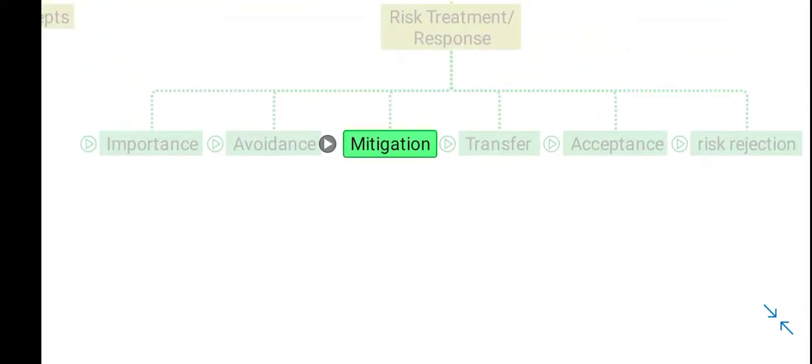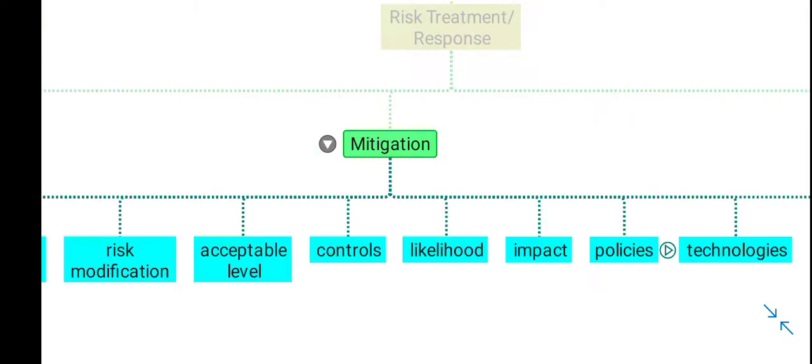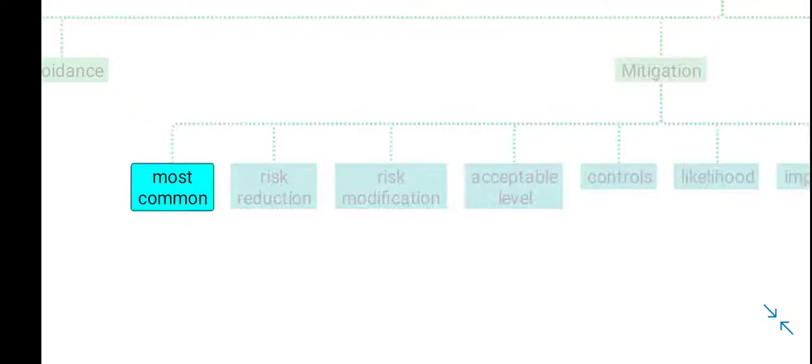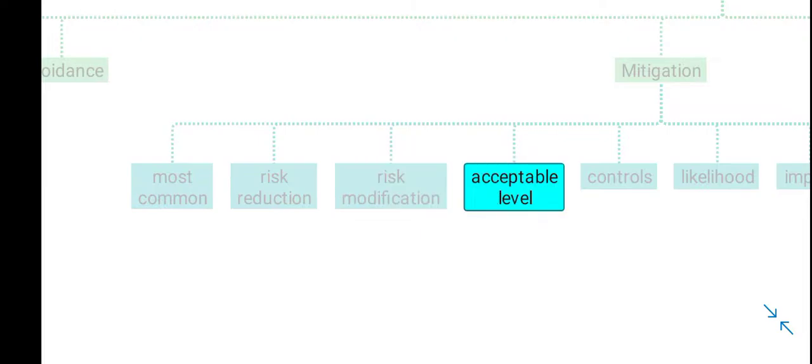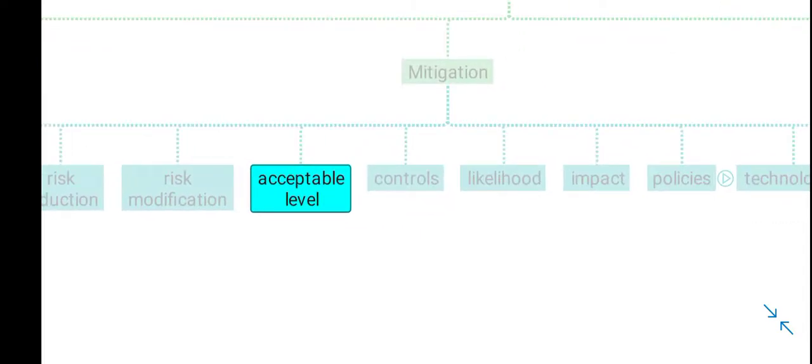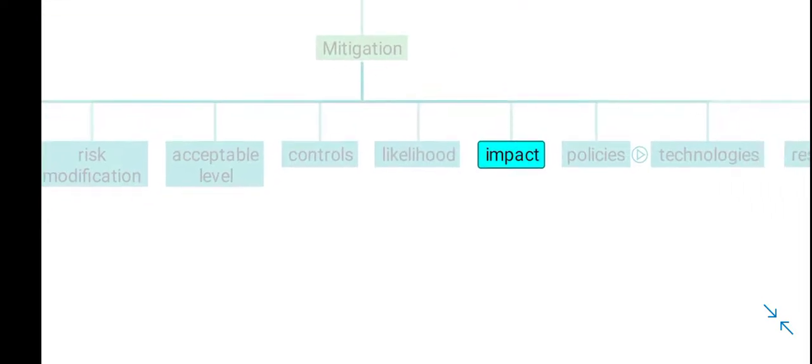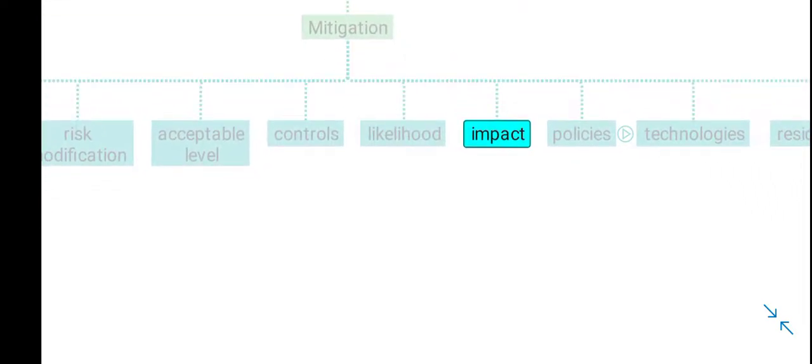Now, the next strategy for risk treatment and risk response is the mitigation of the risk. And it is the most common form of the risk treatment. It means to reduce the risk or to modify the risk to an acceptable level as per the risk tolerance level of an organization. So you implement the controls to reduce the likelihood of that negative event or the impact after that event has occurred.